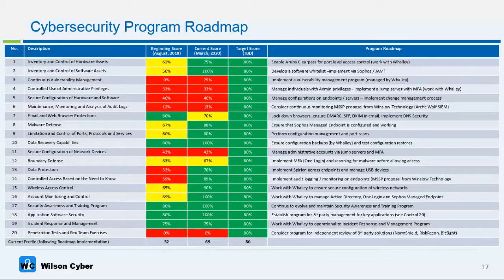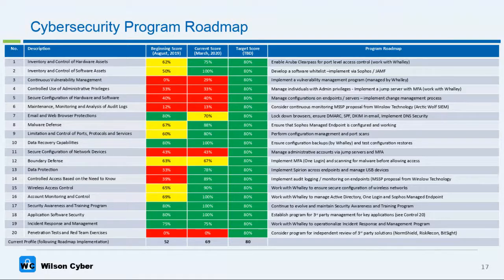And additional work that we're focused on doing with this particular implementation, for control number 1, we want to enable Aruba ClearPass for port level access control, and they're working with a third-party provider called Wally Computing. Number 2, develop a software whitelist, implement via Sophos endpoint protection and Jamf, which is managing their Mac machines, because this is an educational institution.